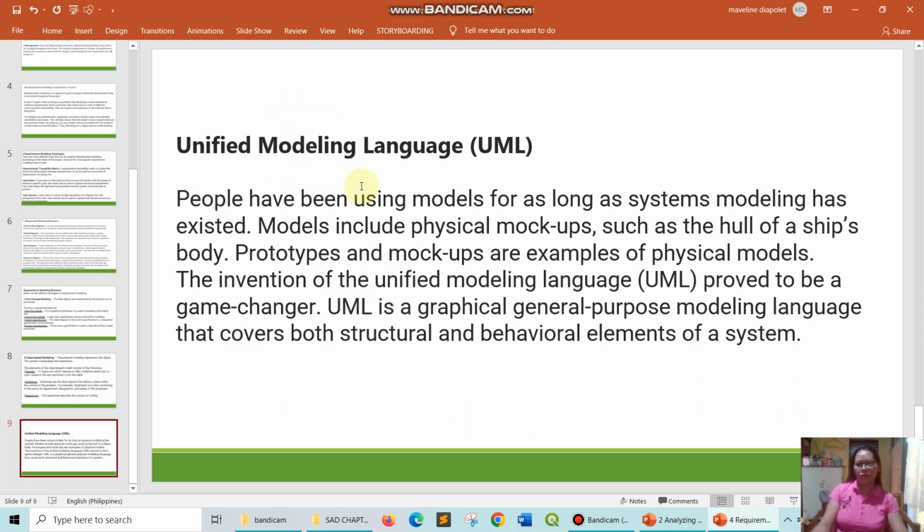So sa unified modeling language, people have been using models for as long as system modeling has existed. Models include physical mock-ups, such as the hull of a ship's body. Prototypes and mock-ups are examples of physical models. So the invention of unified modeling language proved to be a game changer. So UML is a graphical general purpose modeling language that covers both structural and behavioral elements of a system.